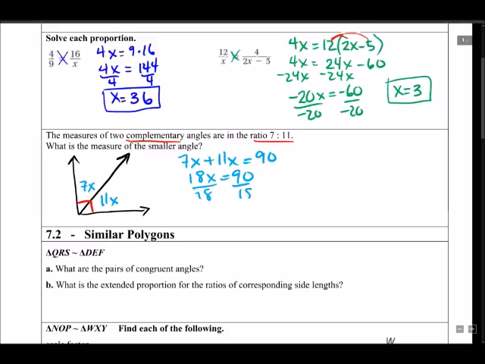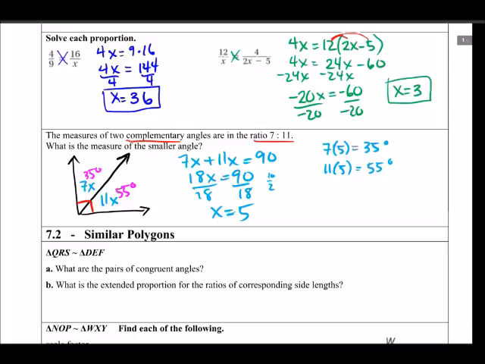Divide by 18. X is going to be, let's see, that's a 10 to 2. So x is 5. So I'm asked what's the measure of the smaller angle. So 7x would be smaller than 11x. 7 times 5 is 35 degrees. And I just can't help myself to find the other angle is 55 degrees. If I write those in here, this one's 35 degrees, 55 degrees. We've got a 90-degree angle. Yay! So 7.1 was fun and easy.